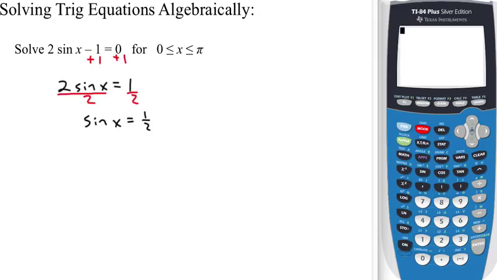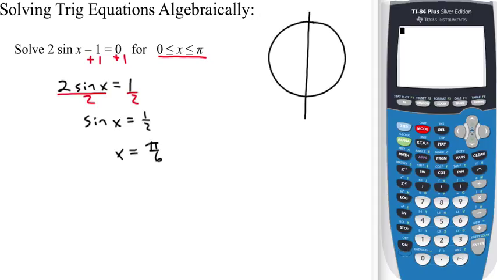Right? Now, thinking about a unit circle, I know that sine x equals 1/2 when x is pi over 6. Right? But now I need to think about, are there more answers in this given domain? So now I need to think about this 0 to pi.